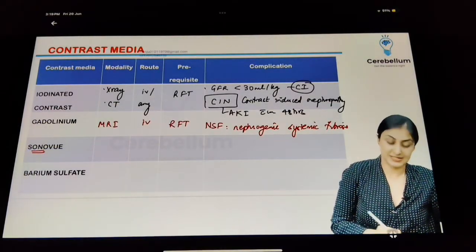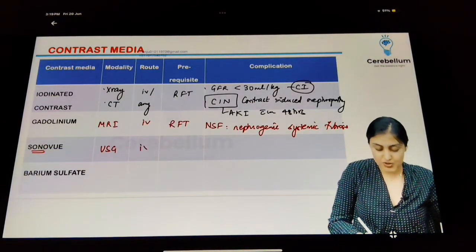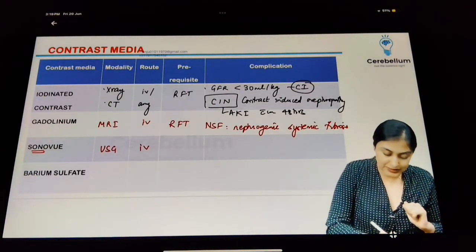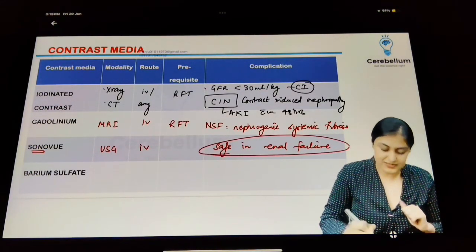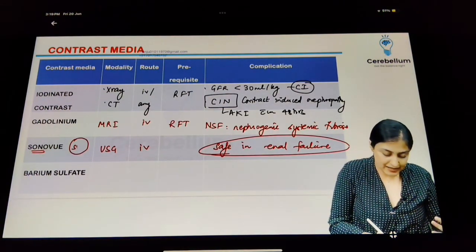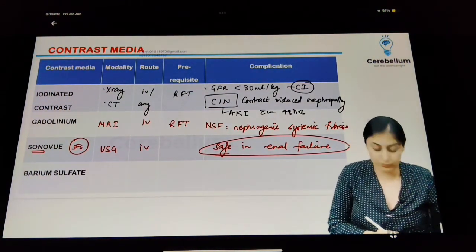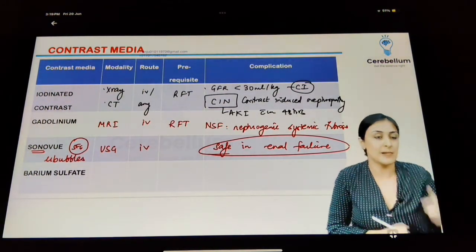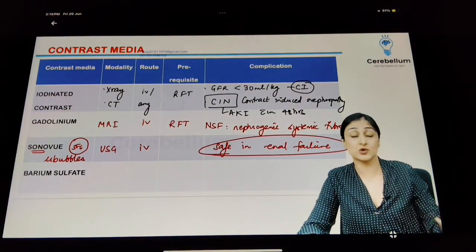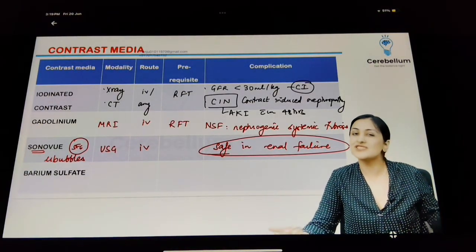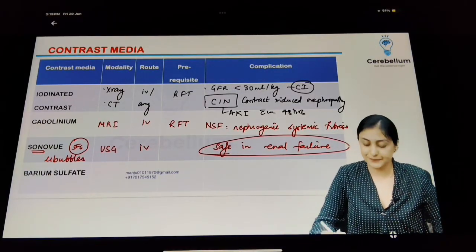SonoVue, as the name suggests, is an ultrasound contrast agent which can also be given IV. The unique thing is this is the only contrast agent which is safe in renal failure. So this is something which is actually made up of air bubbles. These are most commonly sulfur hexafluoride microbubbles. So these are small gas bubbles which I'm injecting in the IV stream. What they do is they increase the reflectivity of the sound waves, hence giving us contrast. But it is safe in renal failure because it is air, so it's excreted via the lungs, right? So that's why very, very important.